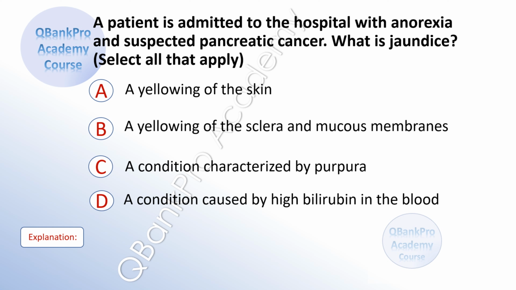A patient is admitted to the hospital with anorexia and suspected pancreatic cancer. What is jaundice? A. A yellowing of the skin. B. A yellowing of the sclera and mucous membranes. C. A condition characterized by purpura. D. A condition caused by high bilirubin in the blood.